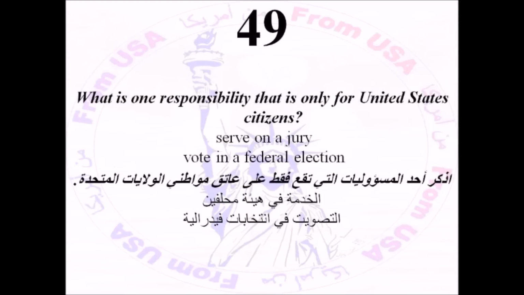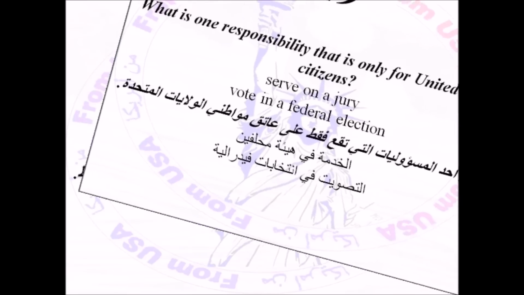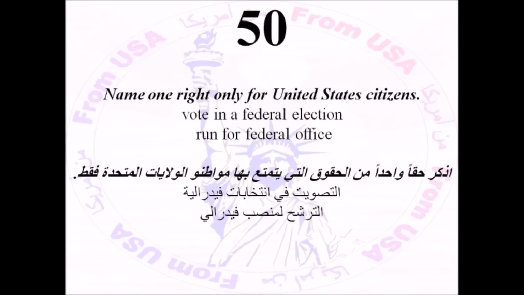Number 49. What is one responsibility that is only for United States citizens? There are 2. Serve on a jury or vote in a federal election. Number 50. Name one right only for United States citizens. Vote in a federal election or run for federal office.